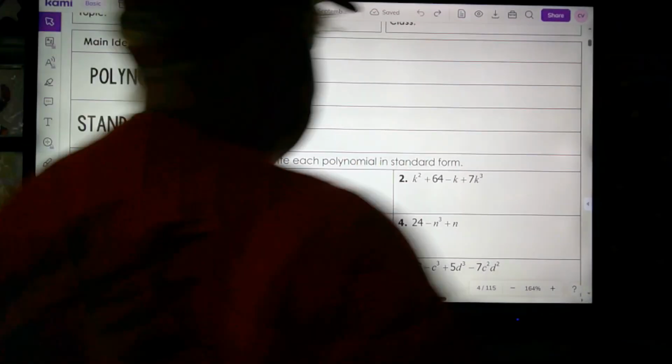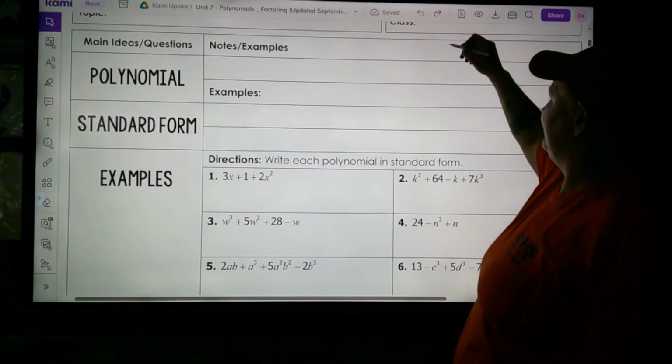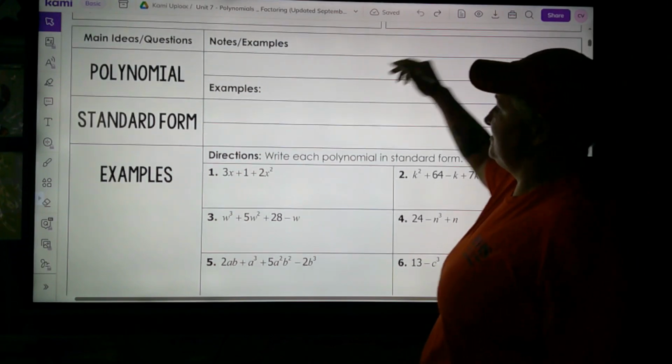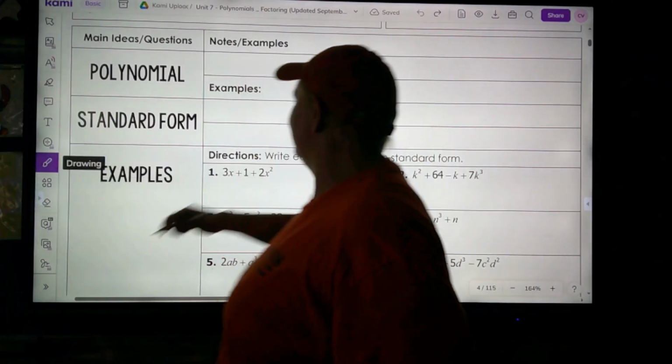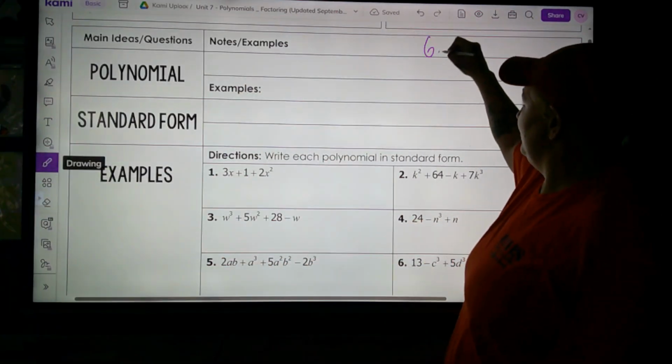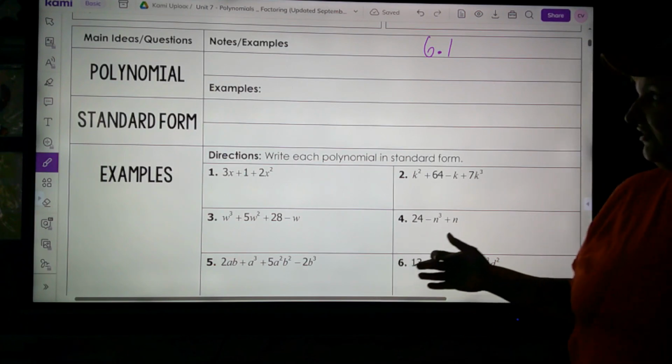Unit 6, Polynomials and Factoring. This is 6.1, of course. We'll start with polynomials, what they are, how they work.